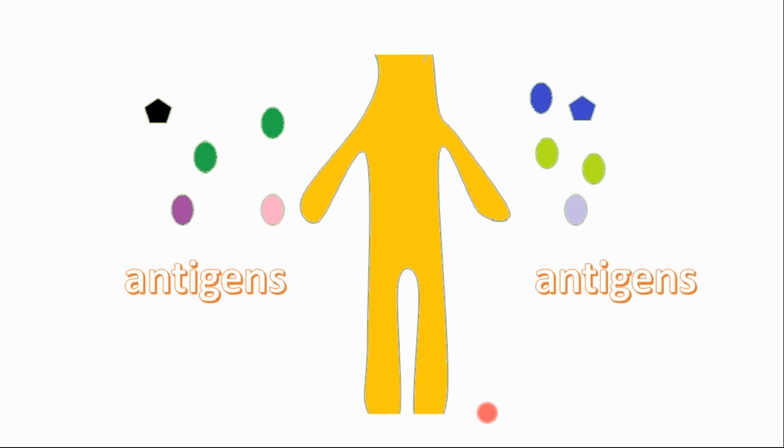Now, the body has a specific property and a power to respond to those antigens by killing them in various ways. Such a power is known as immunity. And that power helps the body to resist many kinds of diseases. Such an immunity is provided by the immune system of the body.